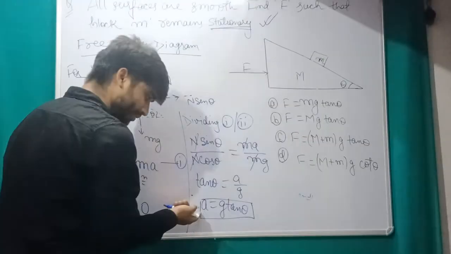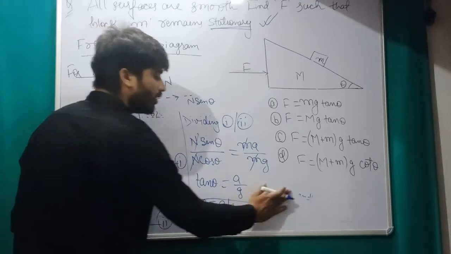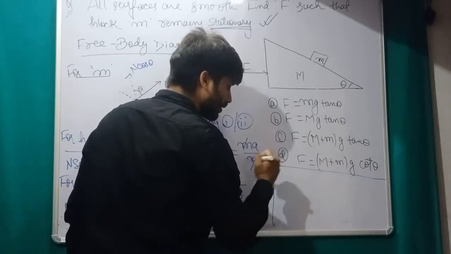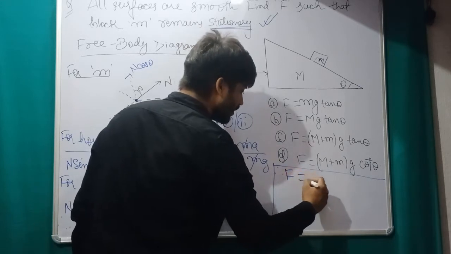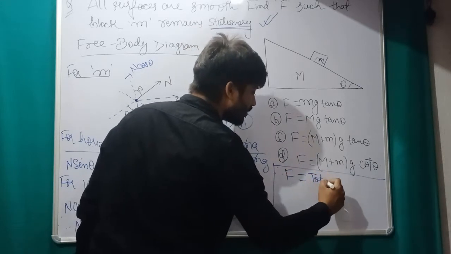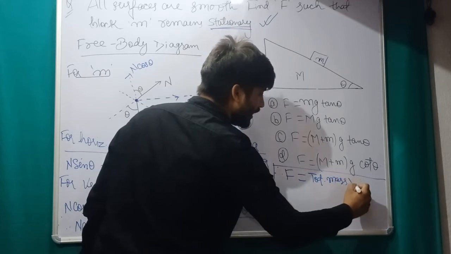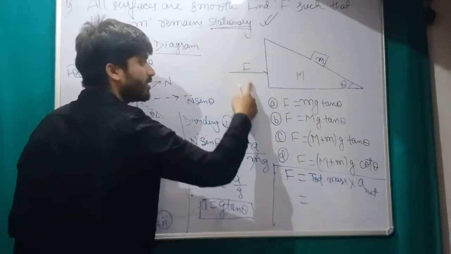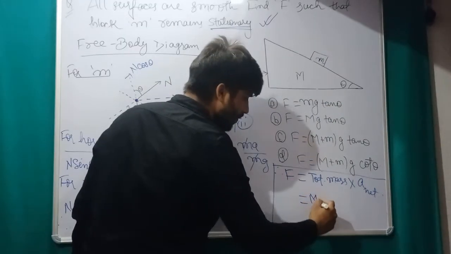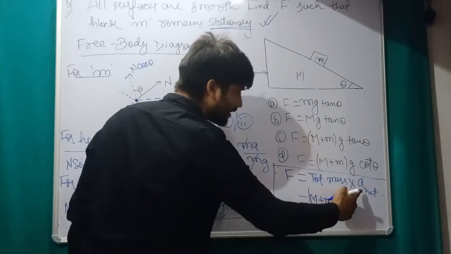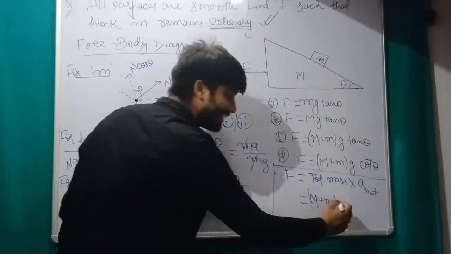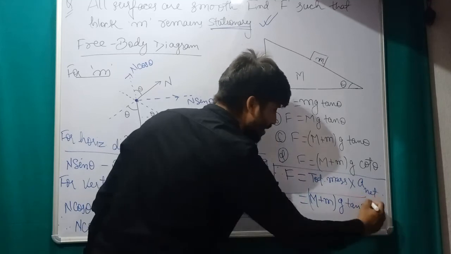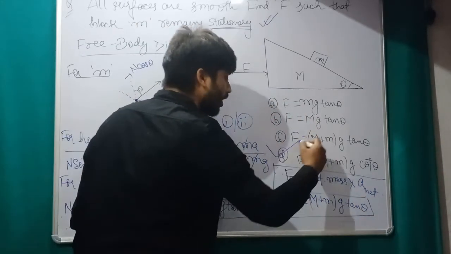So we have the acceleration, and we know what the force will be. Force is total mass into net acceleration. Total mass over here is M plus m, and the net acceleration is g tan theta. So what will be the option? Force is (M plus m) g tan theta. Option D is correct.